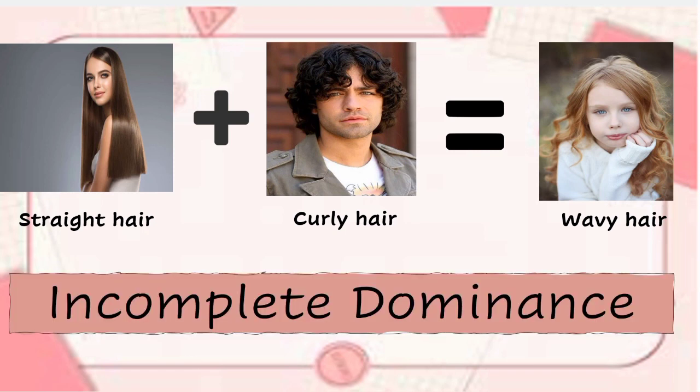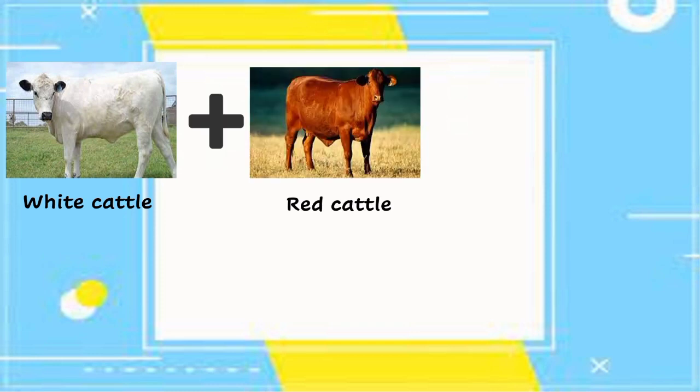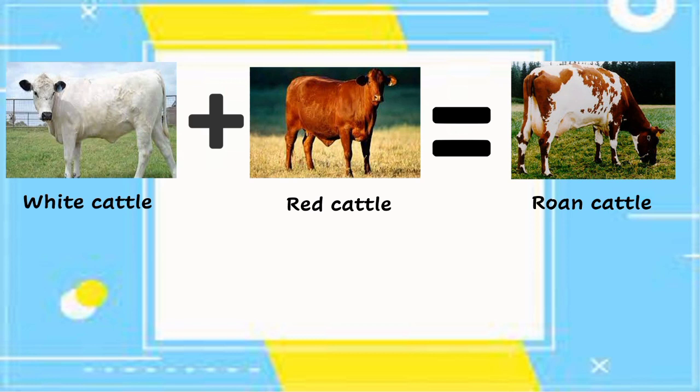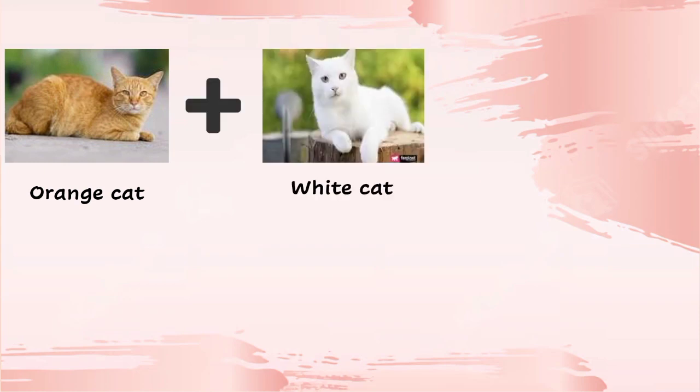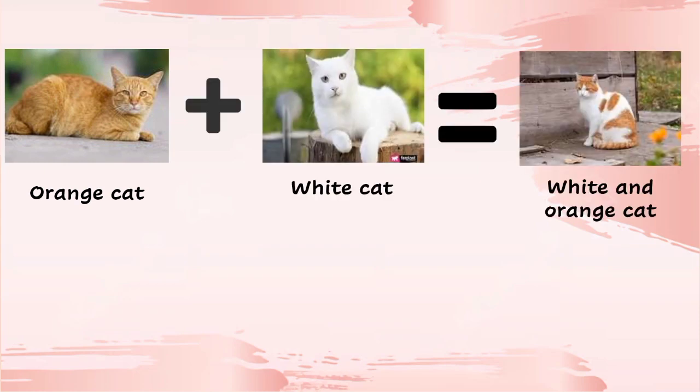For the next one, we have white cattle plus red cattle equals roan cattle. What is the answer? Very good. That is codominance. For the next one, we have orange cat plus white cat equals white and orange cat. Very good. That is codominance.